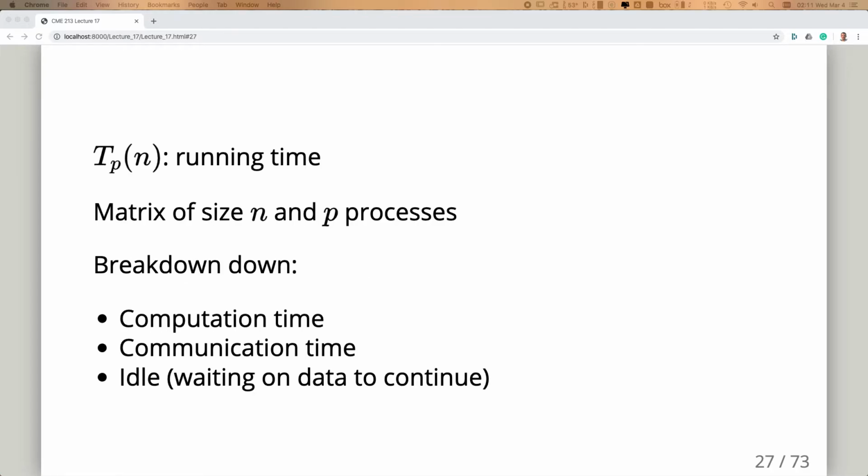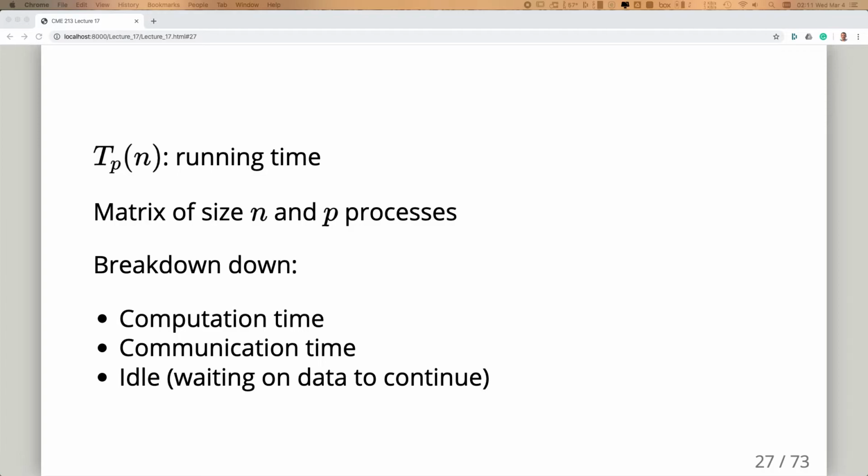So there's a number of things that I'm going to have to define to understand how to think about the efficiency or performance of an MPI code. So first on notation, T_P(n), the basic notation, this is a running time. P is the number of processes, and n is some size parameter. So here it's just going to be the matrix size, okay? So T_P(n) is the running time of my parallel code.